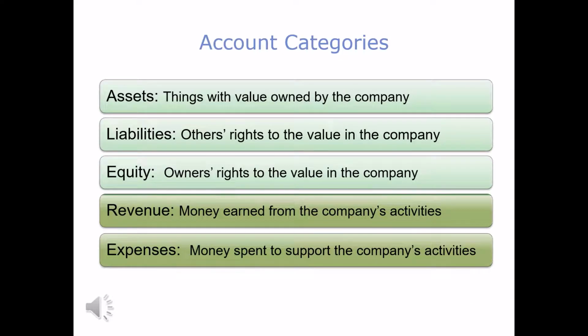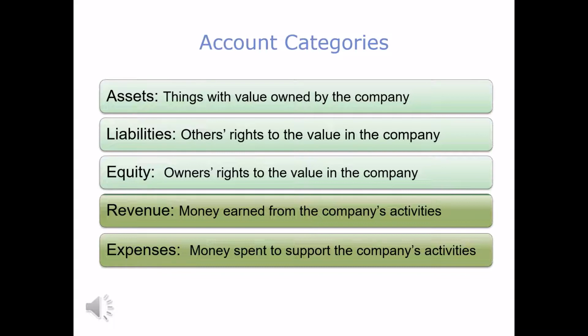Here's a brief review of the account categories you'll find in the accounting system. Every transaction affects at least one of these categories. They are assets, liabilities, equity, revenue, and expenses. You saw in the previous movie clips assets, liabilities, and equity. So let's review those first. Assets are things with value owned by the company. The reason we own assets is that they are expected to grow the business and to bring in more revenue.